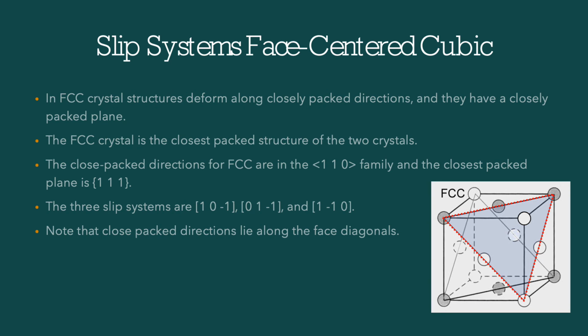On the other hand, we have face-centered cubic slip systems, which occur in FCC crystal structures. In FCC structures, deformation occurs along close packed directions, which lie along the face diagonals. The FCC crystal is more closely packed than the BCC crystal, and unlike the BCC crystal, the FCC crystal has a close packed plane.